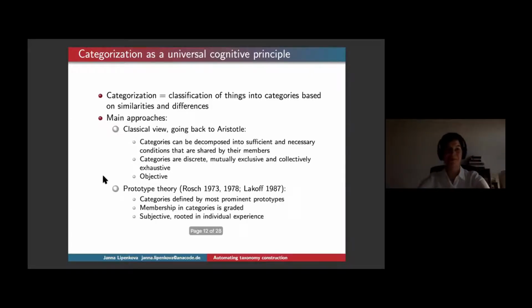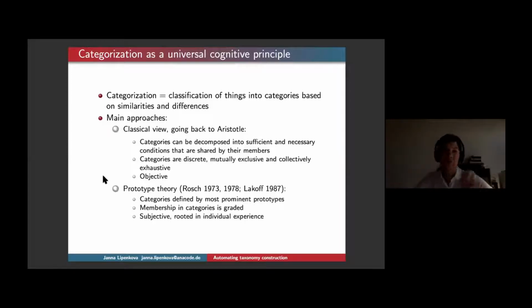That would be it. And the second theory is the prototype theory that was already in the 20th century, which is much fuzzier, but also seems much more realistic, and where categories are defined by their most prominent prototypes, and membership in categories is graded. So there is this famous example, for instance, of birds, and then you have this prototypical property of birds that they can fly, but for instance, penguins, they cannot fly, but still they somehow make it into the bird category, although they don't exhibit this feature.